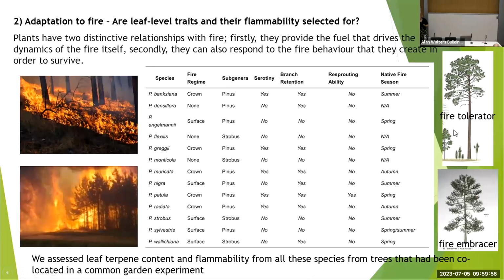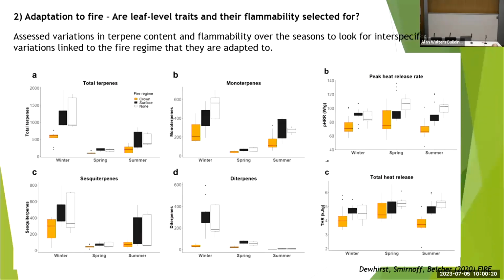They have a fire tolerator syndrome, and typically they shed their branches to keep their canopy out of the way of fires, so they create surface fires underneath. Whereas the fire embracers say, it's fine, I'm happy to burn, I'm going to encourage flames into my canopy because I have other adaptations that will help continue my young. So again, we of course assessed leaf level terpene content and flammability from these 13 species. So in these graphs, we looked at variations in terpene contents and the energy release across winter, spring and summer. We found that generally the winter needles have the highest terpene contents.